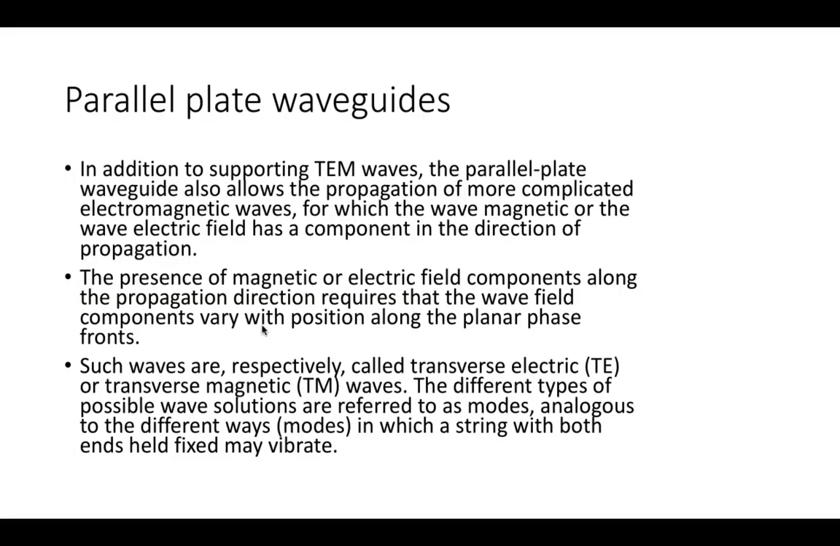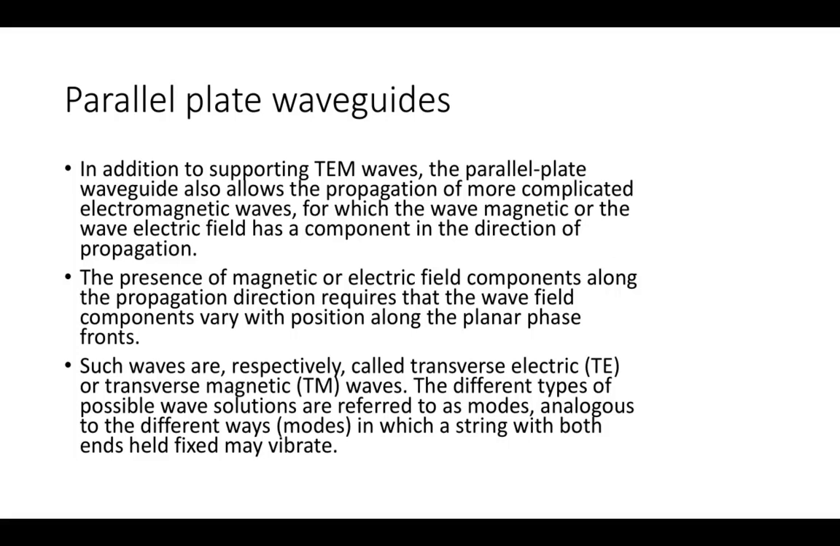In addition to supporting TEM waves, a parallel plate waveguide also allows the propagation of more complicated electromagnetic waves. In this case, the magnetic or electric field in the wave can have a component in the direction of propagation. The presence of electric and magnetic field components along the direction of propagation requires that the field components vary with position along the planar phase fronts. In English, that means if you go in the x or the y direction, you will see the value of the electric field change in those directions.